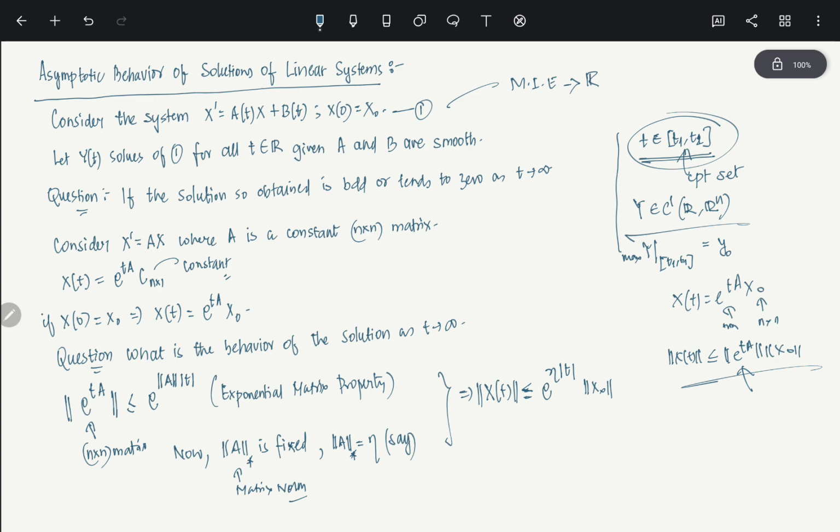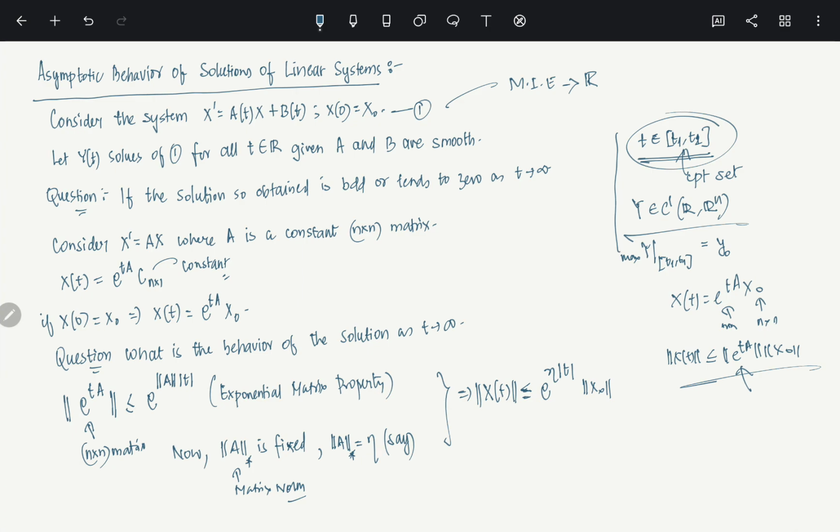Here, if it passes through x naught, then it is always dominated by this. Now you see, norm of x naught is fixed, right? Norm of x naught is not changing, clear? So if norm of x naught is not changing, then essentially the asymptotic behavior of this will depend on t.